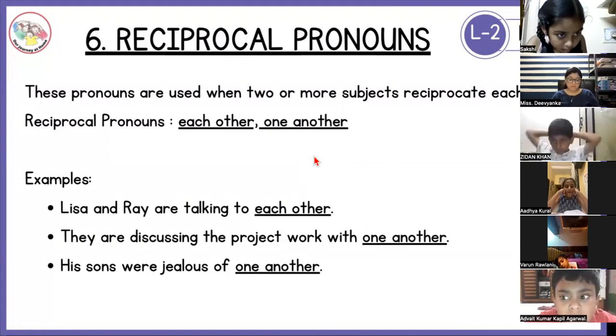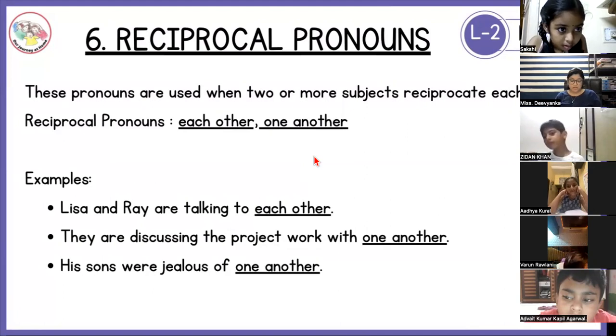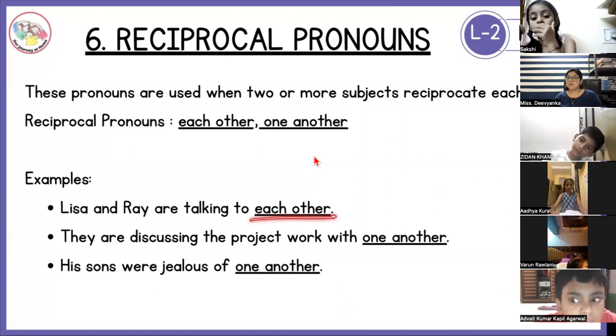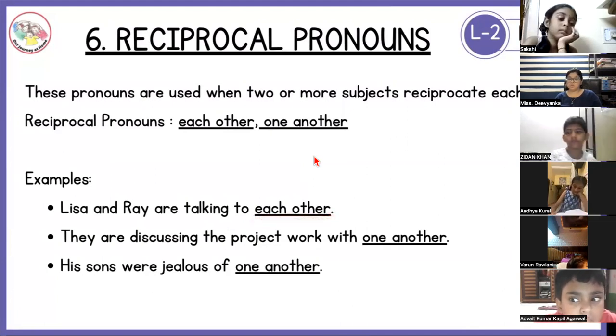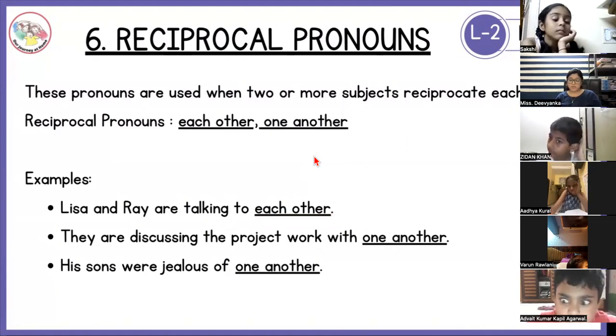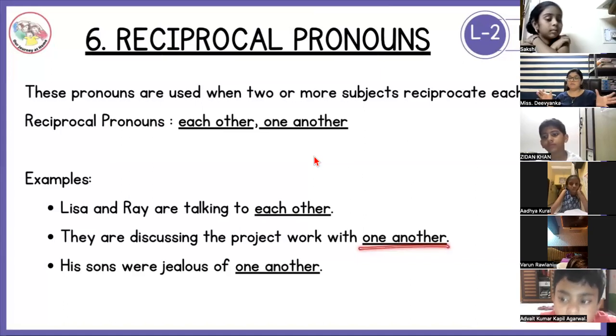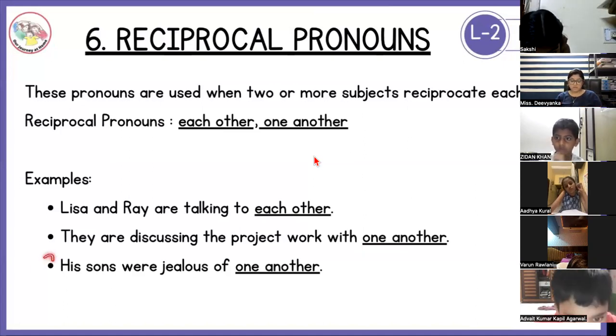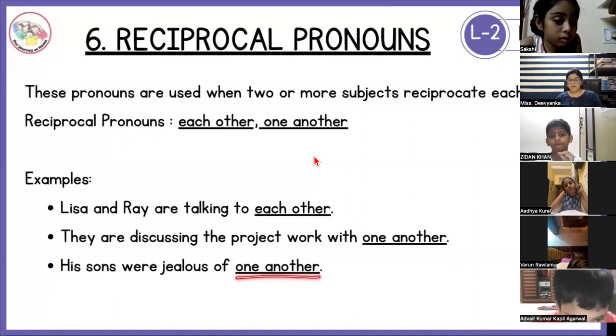Okay. Now let's look at the examples here. Lisa and Ray are talking to each other. So they are doing it together, isn't it? Hence, the word each other is used. The second one says they are discussing the project work with one another. Again, they are doing the whole project together, hence discussing it with one another. And the third one says his sons were jealous of one another.